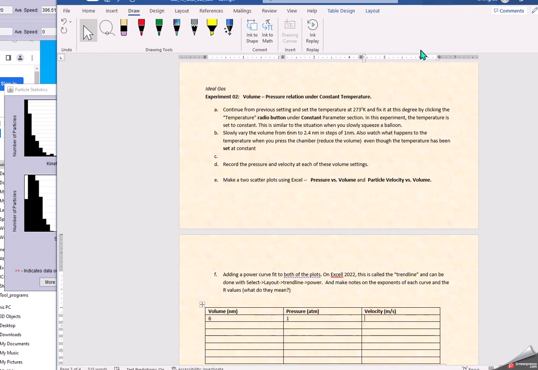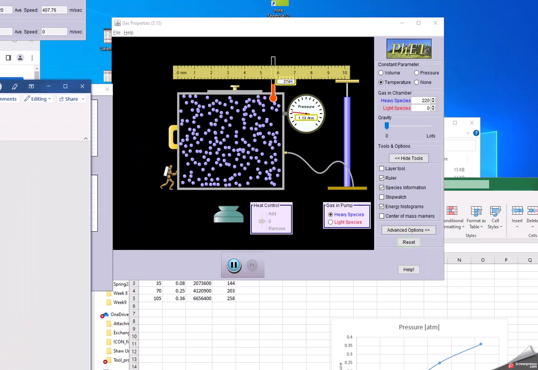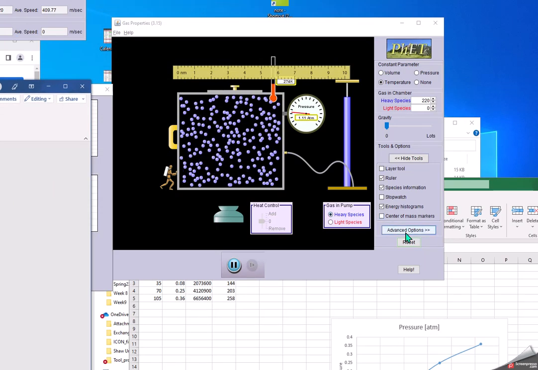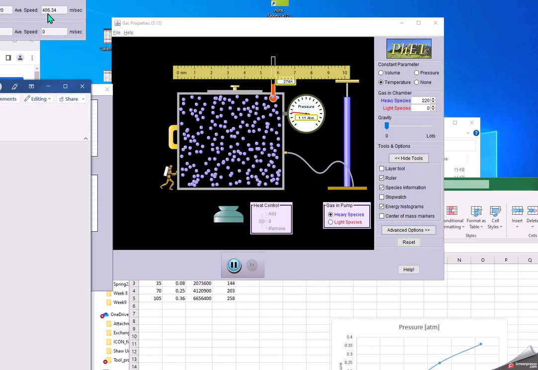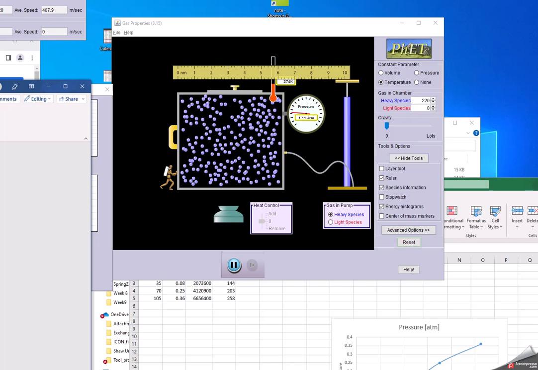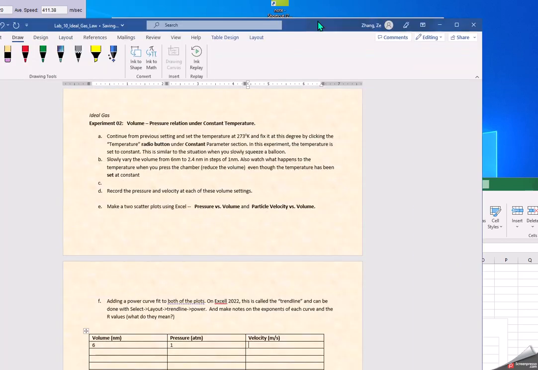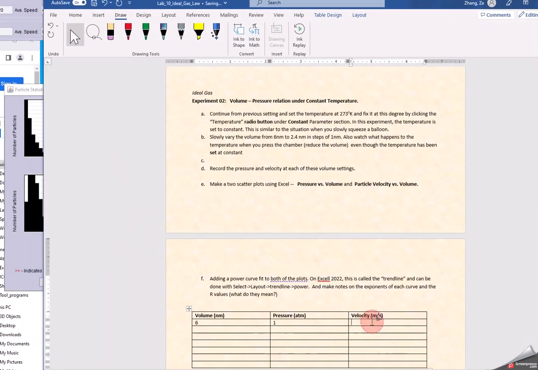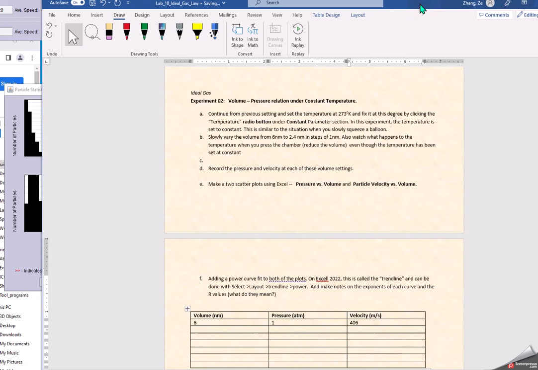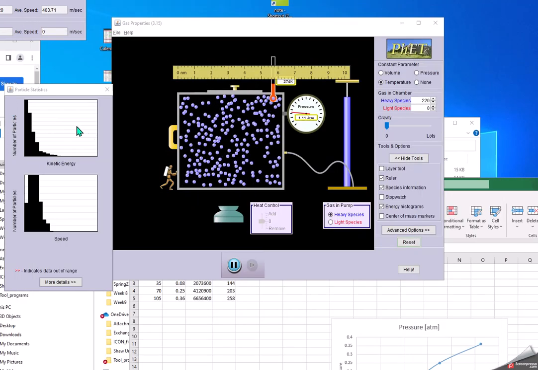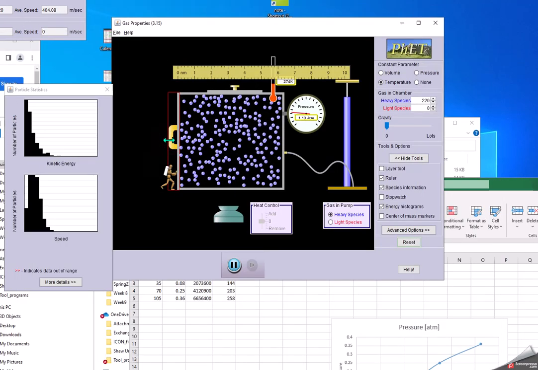And velocity, you can also count the velocity, and of course at the end you will see the velocity is 406. Okay, up there. Velocity 406. So now basically you go backwards, okay, and squeeze it, make it smaller, 1 nanometer, but this is actually very quick. So you go to 5.